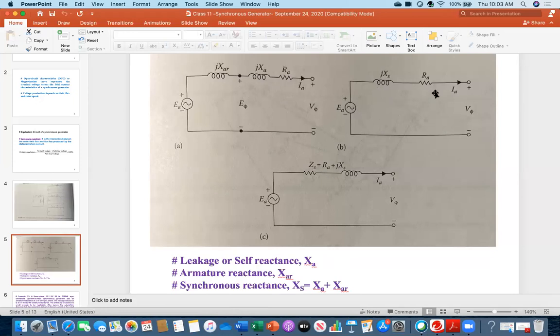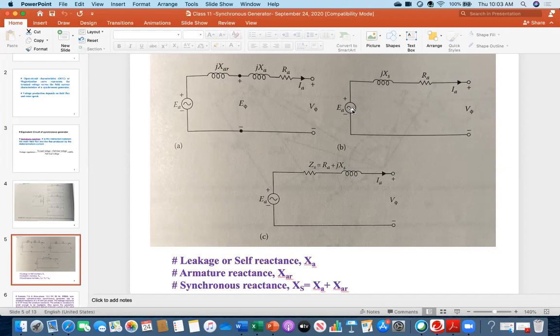So then simply RA plus jXS, you can represent by the symbol ZS. ZS is the synchronous impedance. Therefore, from today you will be remembering this term. Soon I will be showing you one numerical problem, and that will help you to understand. So if you see this diagram or this diagram, remember the terminology.